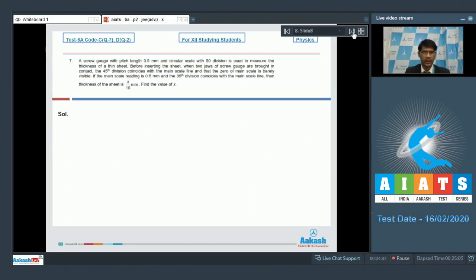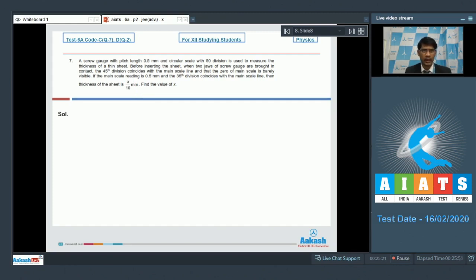In question number 7, a screw gauge with pitch length of 0.5 mm and circular scale with 50 divisions is used to measure the thickness of a thin sheet. Before inserting the sheet, when two jaws of screw gauge are brought in contact, the 45th division coincides with the main scale line and the zero of main scale is barely visible. If the main scale reading is 0.5 mm and 35th division coincides with the main scale line, then thickness of sheet is x divided by 10 mm. Find the value of x.